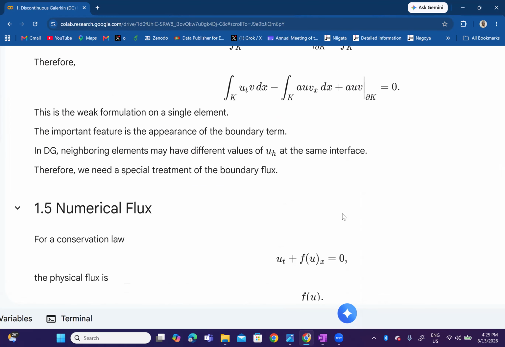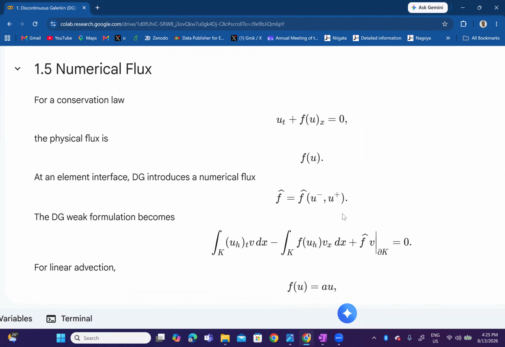And we end up getting this final result here. Now, talking about the numerical flux, if you have a conservation law where u sub t plus f of u sub x is equal to 0, the physical flux is f of u. At an element interface, the discontinuous Galerkin method introduces a numerical flux, where f hat is equal to f hat of u minus comma u plus. So the discontinuous Galerkin weak formulation then becomes the integral over K of u sub h sub t v dx minus the integral over K of f of u sub h v sub x dx plus f hat of v evaluated at the boundary of K is equal to 0.